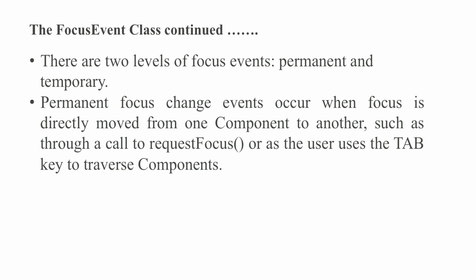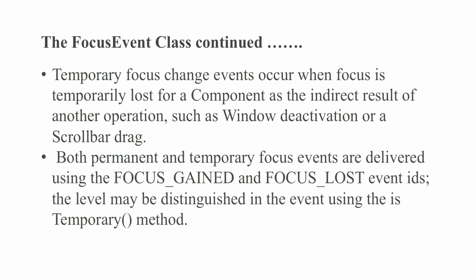Focus event class continued. Again, there are a few points. We have two levels of focus events: permanent and temporary. Permanent focus change events occur when focus directly moves from one component to another, through a call to request focus or when the user uses the tab key to traverse components. Temporary focus change events occur when focus is temporarily lost for a component as the indirect result of another operation, such as window deactivation or scroll bar drag.